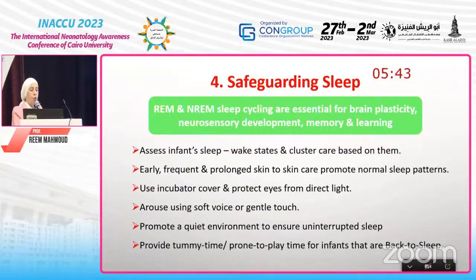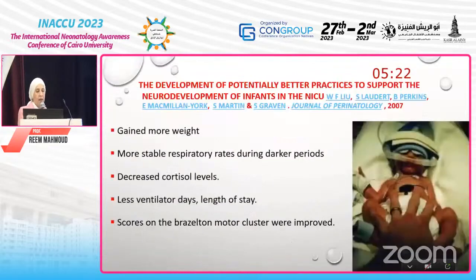Promote a quiet environment to ensure uninterrupted sleep of at least 60 minutes, because this is the sleep cycle in a preterm baby. And provide some prone play time for the infants who are back to sleep. The infants know that when they are on their back, they are sleeping. Offer them some prone position to play in.